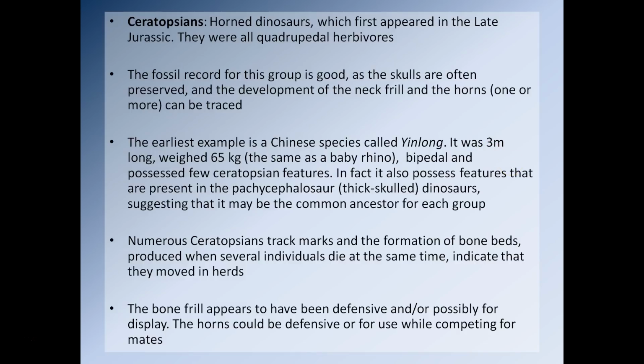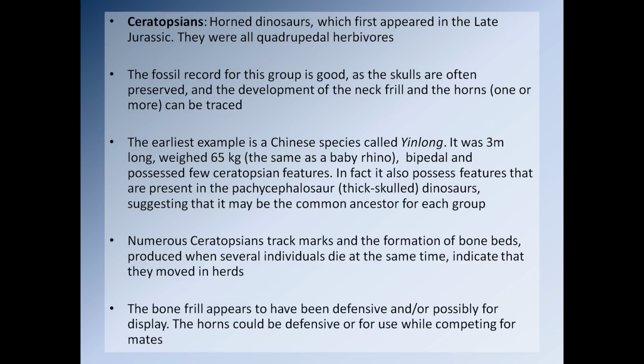So what we see is the skulls obviously have horns, and they show the development of a neck frill. In terms of the horns, they can occur as simply one horn, or you can have more horns. The classic example of a ceratopsian dinosaur is Triceratops, which has a nose horn and a horn located over each eye, so it had three horns in total.